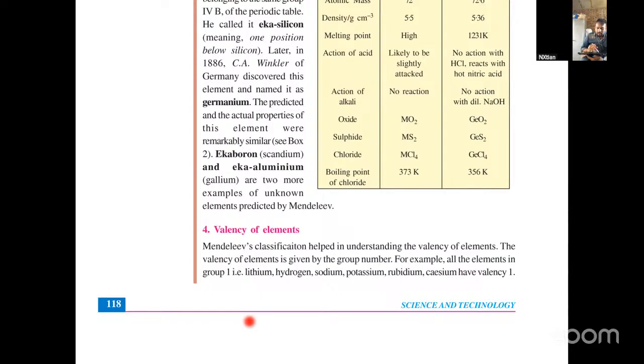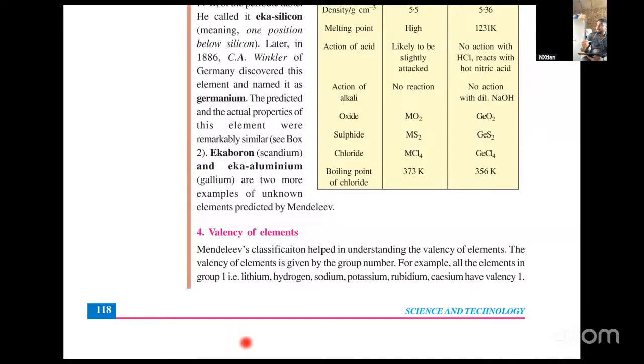And with the help of Mendeleev's table, we are able to find the valency. Now, what is valency? What do you mean by valency? We will learn tomorrow about valency, atomic mass, and atomic number, both deeply. Did you understand, guys? Okay, we will learn tomorrow.